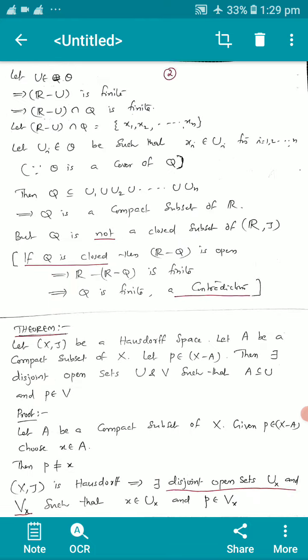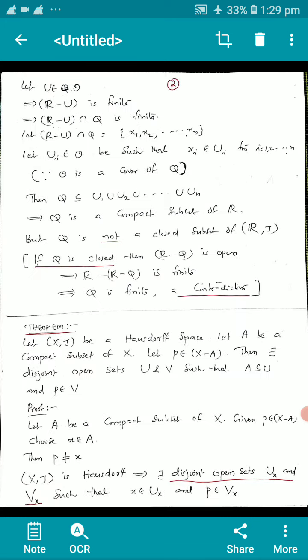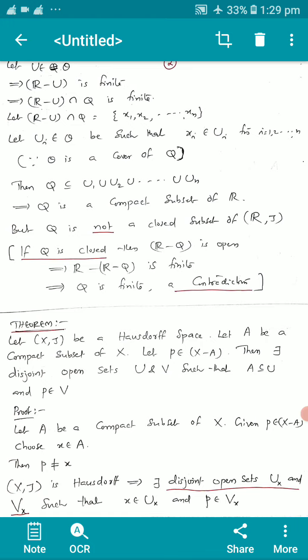Next theorem. Let X, tau be a Hausdorff space. Let A be a compact subset of X. Take a point, let P be in X minus A. Then there exist disjoint open sets U and V such that A is a subset of or equal to U and P is an element of V. You can discuss the proof.